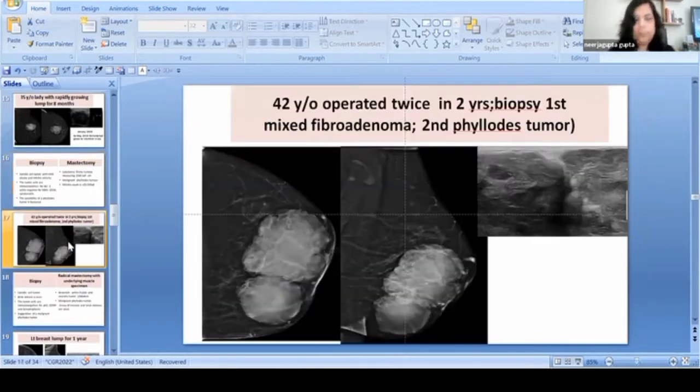So now coming to another patient of a 42-year-old who was operated twice in 2 years outside the institute. And first time the biopsy had shown mixed fibroadenoma, second time a phyllodes tumor. And again we see tumors which look like two different tumors abutting close to each other. And this is how they looked on the ultrasound with cystic areas and heterogeneity.